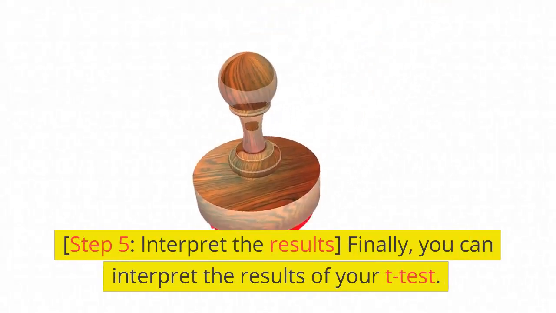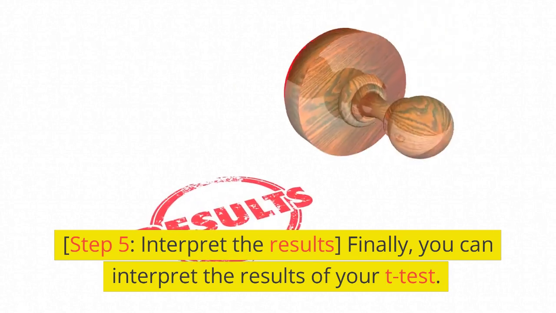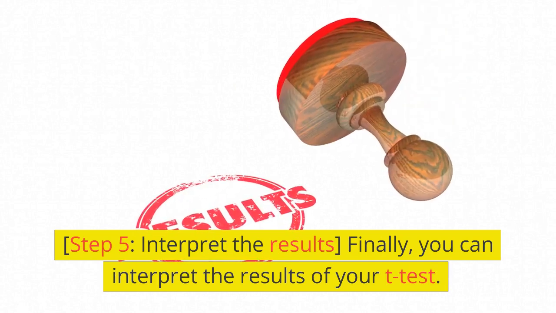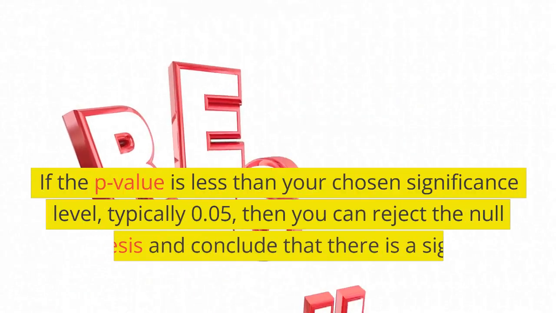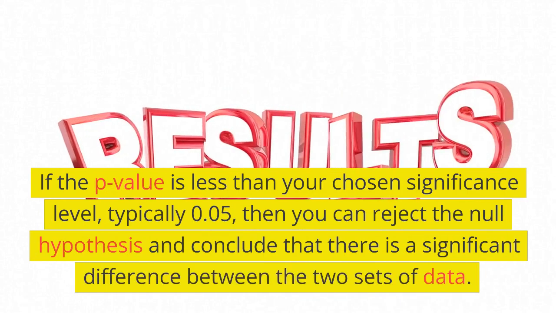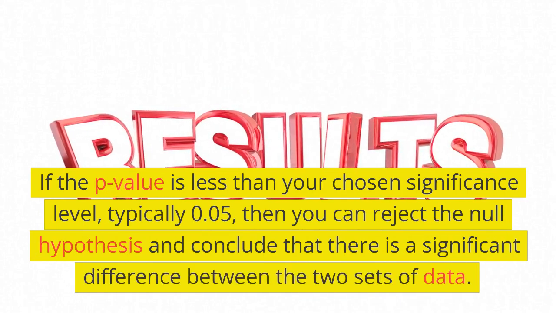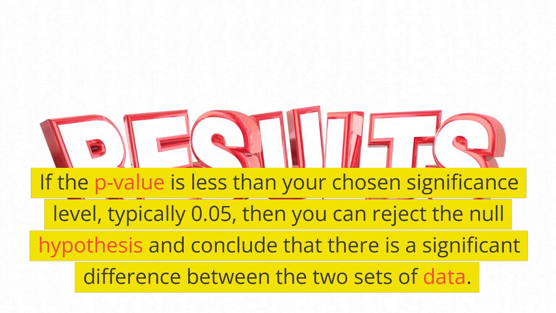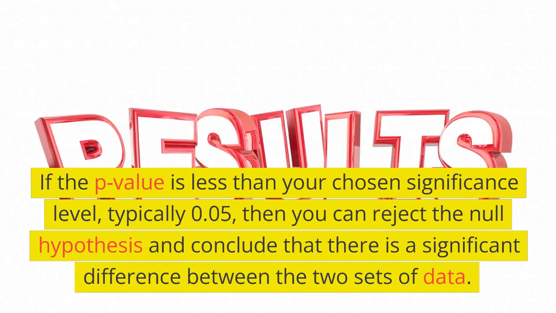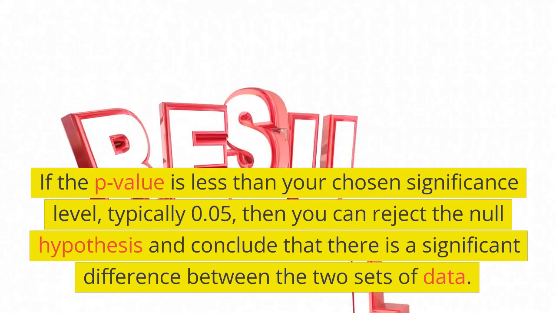Step 5. Interpret the results. Finally, you can interpret the results of your t-test. If the p-value is less than your chosen significance level, typically 0.05, then you can reject the null hypothesis and conclude that there is a significant difference between the two sets of data.